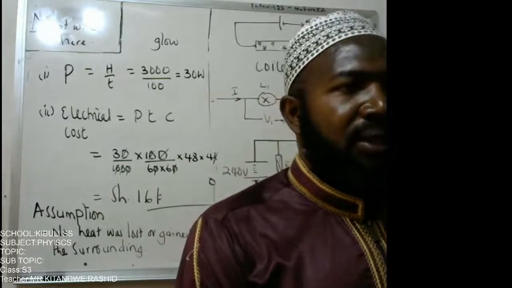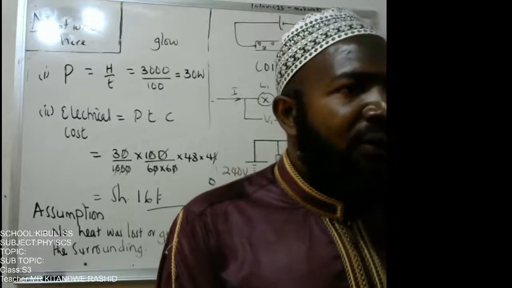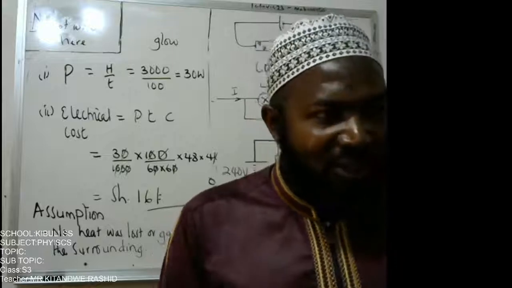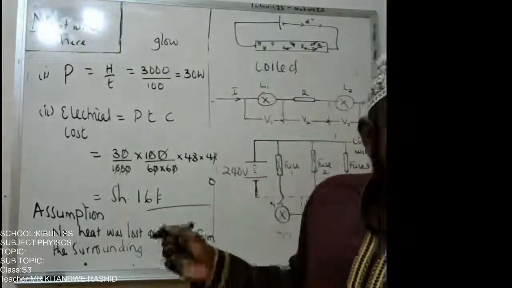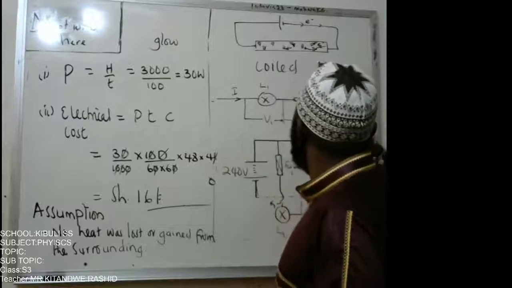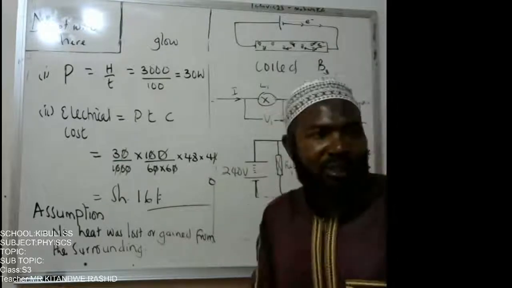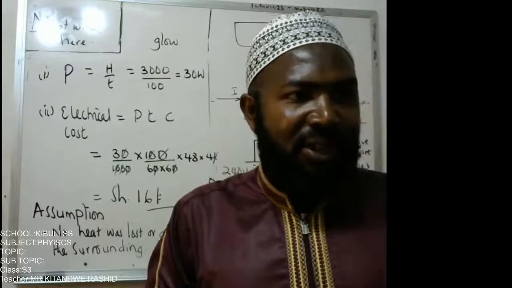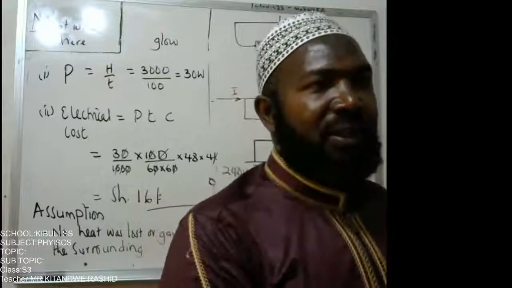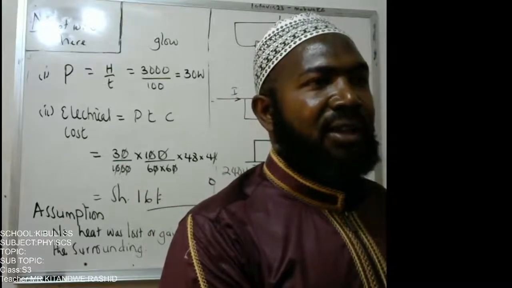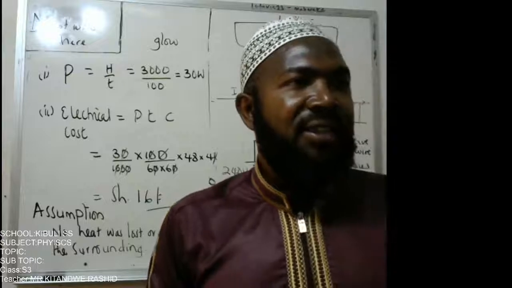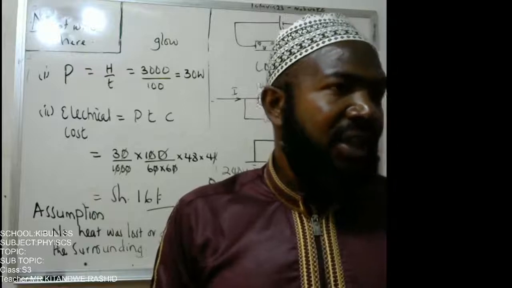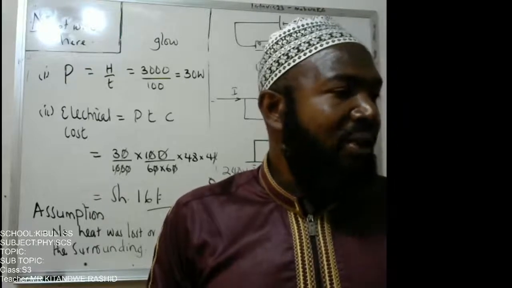Then, lastly, no, this was supposed to be B3. You make that correction, I did not notice it. If bulb B3 blows, I wrote B2, but it is supposed to be B3. If bulb B3 blows, what happens to the other bulbs? Then lastly, number 3, state the use of the following in the building: a fuse, a switch, then the earth connection.